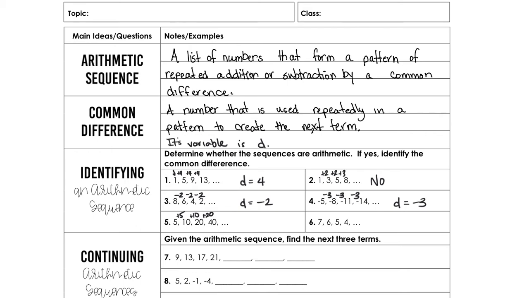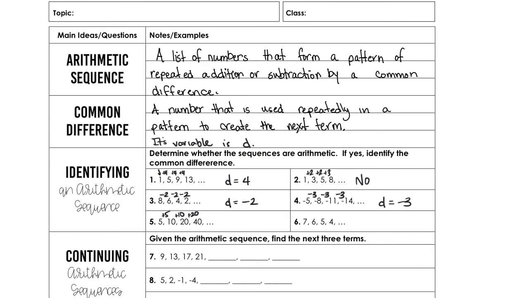And what I want to point out to you is that an arithmetic sequence is created through addition or subtraction. So I don't want you to be thinking about multiplication as a pattern or division as a pattern at this time. That's actually something you'll study in Algebra 2. But for right now, we're thinking about just addition and subtraction. So the answer to this one is no, it's not arithmetic, okay?